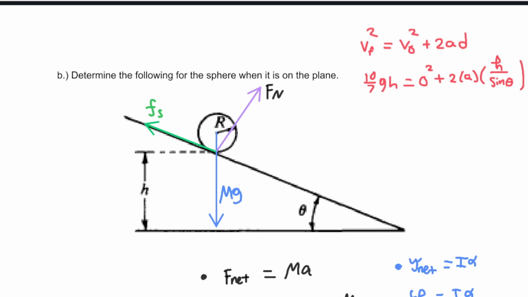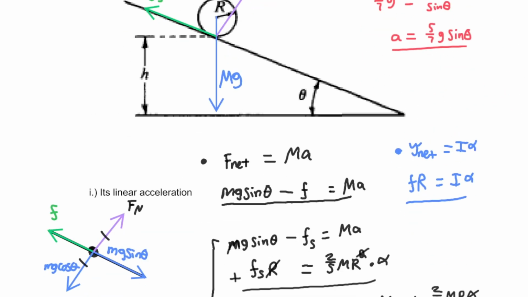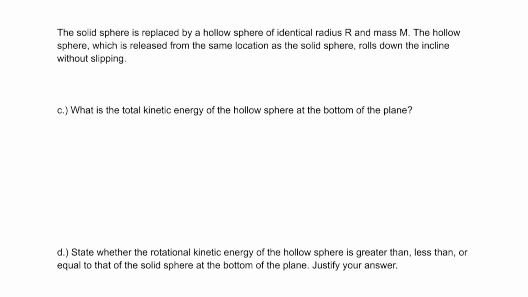Because after canceling the h's, you'll get 10/7 g equals 2a divided by sine theta. So after multiplying by sine theta and dividing by 2, you get, unsurprisingly, a equals 5/7 g sine theta. If you found this clever, much easier approach, good job on you for connecting the fact that we already found v at the bottom.